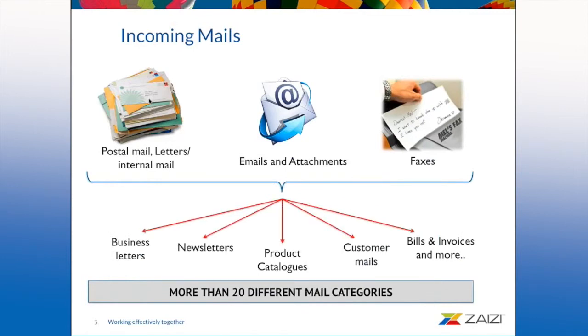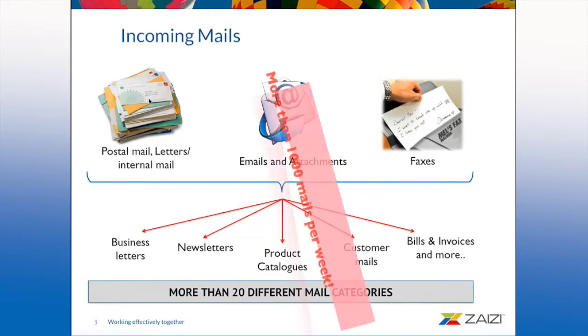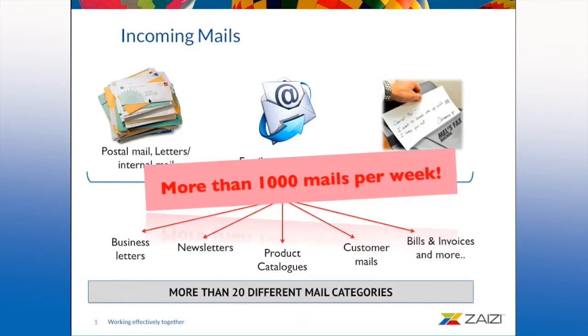There are different categories that they need to categorize these letters into. Some of the examples are business letters, newsletters, maybe product catalogs, customer mails, bills, and invoices, and it could be even a package that has been received by an employee. So there can be more than 20 different mail categories, and each week we assume that they get more than 1,000 mails. This is quite a large volume for them to handle, typically by a team of 3 individuals in the mailroom.